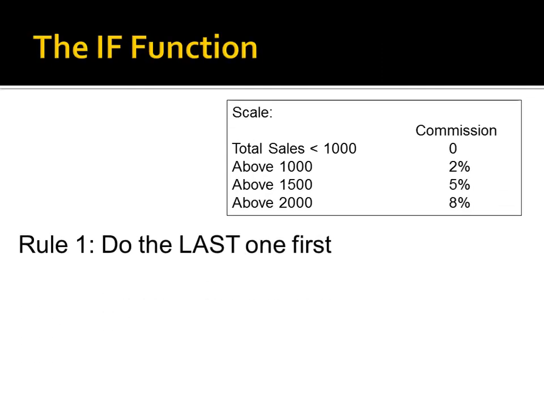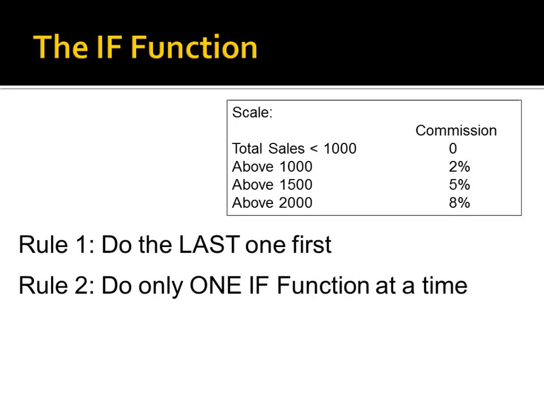First of all, here's a few rules that I follow. I'm only going to do the last one first. I'm only going to figure out the function, the if function, for the last line. Above 2,000, he gets 8%. That's it, the last line. Then I will only do one if function at a time.